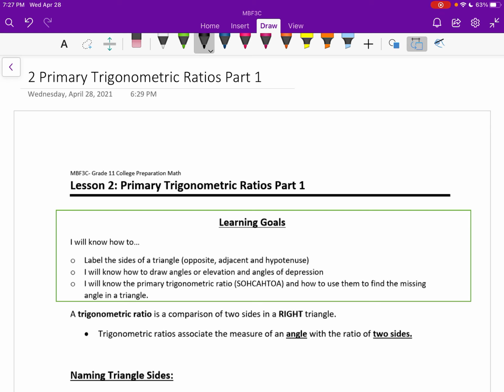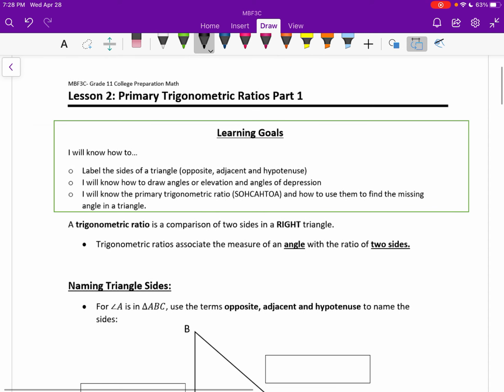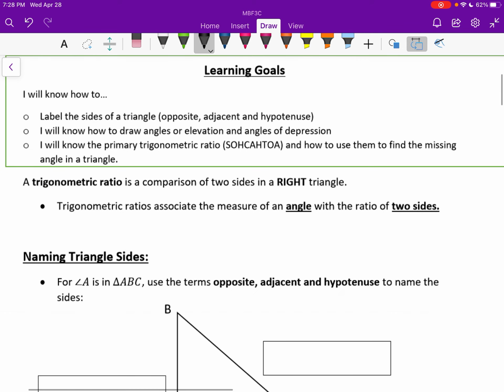This is a two-part lesson, so the first part is going to be lesson 2, and it's going to be talking just about the ratios and how to find them. Then the second part is basically going to be how to apply the stuff that we've already learned to practice. Okay? So before we get started, I'm just going to go over what the learning goals for this lesson are.